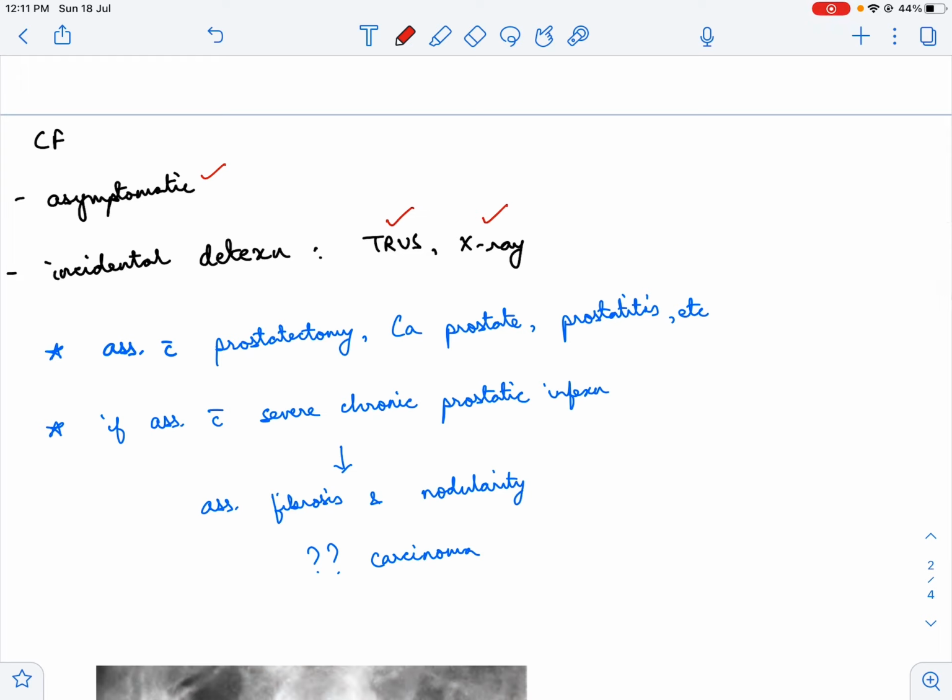These are also associated with prostatectomy. That means you've done a prostatectomy for some other reason. When you send the specimen to the lab, the histopath report says that there are calculi present. They are also associated with CA prostate and with prostatitis.